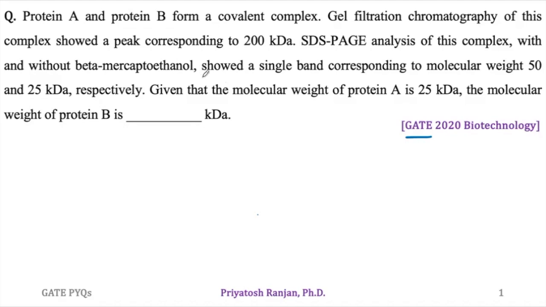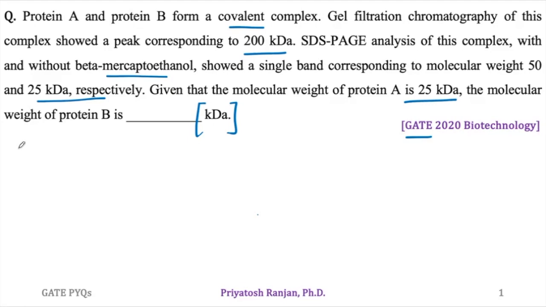The question is, protein A and B form a covalent complex. Gel filtration chromatography of this complex showed a peak corresponding to 200 kilodalton. SDS-PAGE analysis of this complex with and without beta-mercaptoethanol showed a single band corresponding to molecular weight of 50 and 25 kilodalton respectively. Given that the molecular weight of protein A is 25 kilodalton, the molecular weight of protein B is, we need to find out the number in kilodalton.